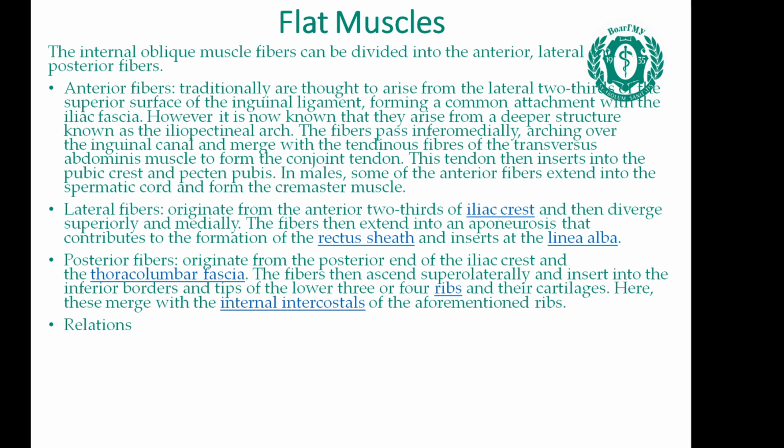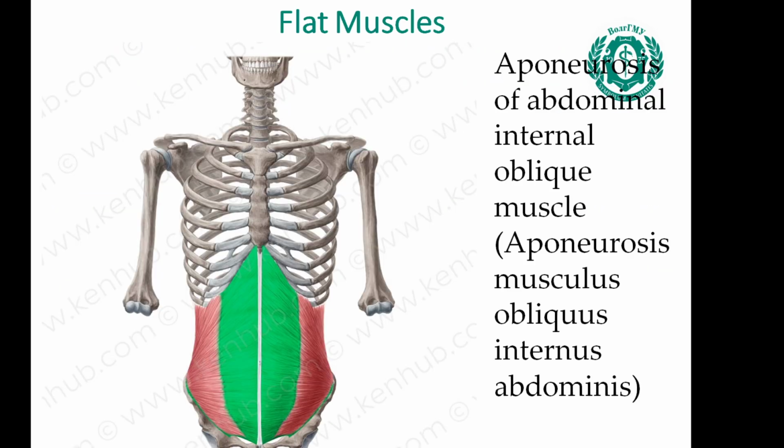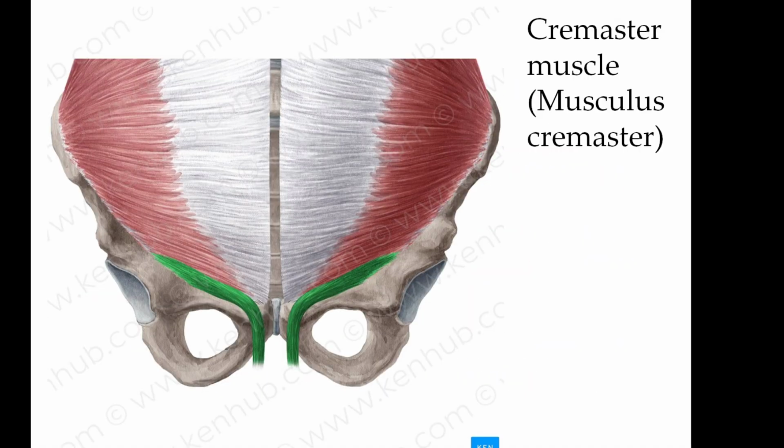The fibers then ascend superolaterally and insert into the inferior borders and tips of the lower 3-4 ribs and their cartilages. Here, these merge with the internal intercostals of the aforementioned ribs. So, musculus cremaster muscle. As you can see, it is the continuation of the internal oblique muscle. Its fibers spread to the spermatic cord as a layer of the structure.